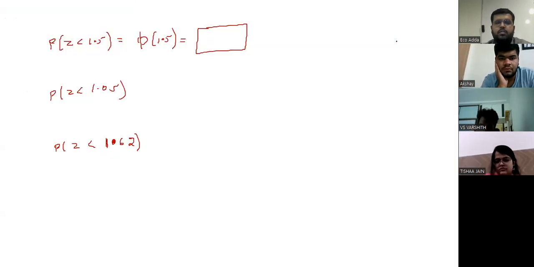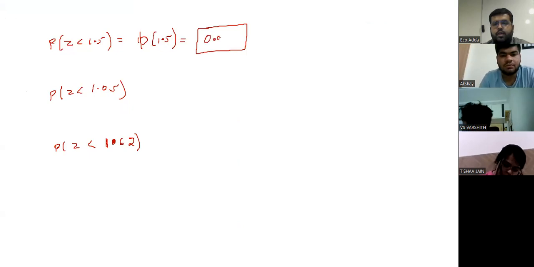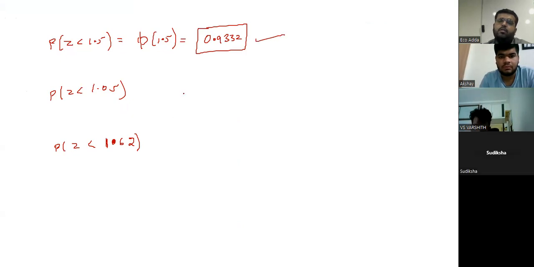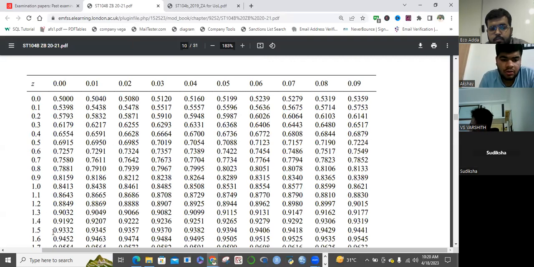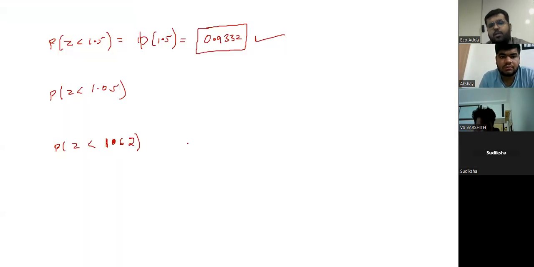Akshay, what's your answer for this? So 0.9332. Are you all getting the same answer? Yes, sir, it's in the table only. It's directly given in the table. Absolutely, it is written in the table. So I just want to see whether you are writing the correct answer or not.